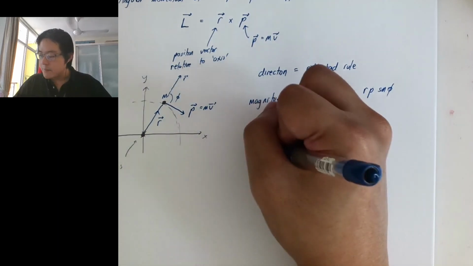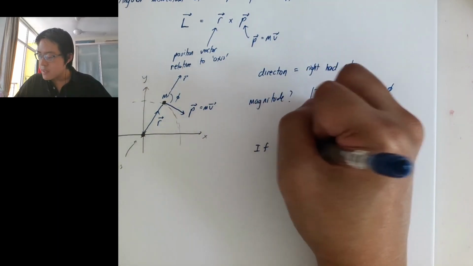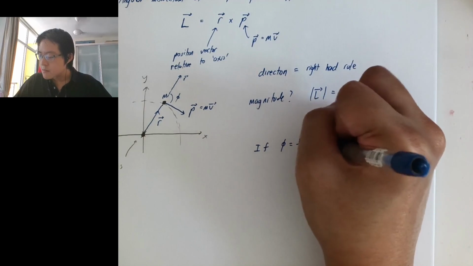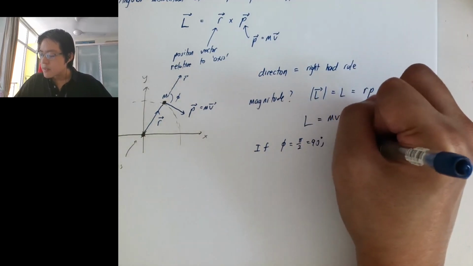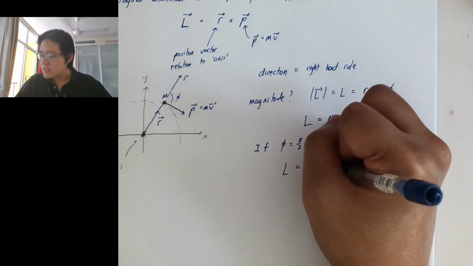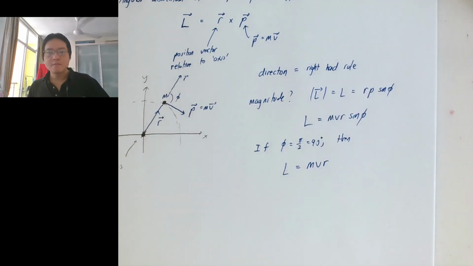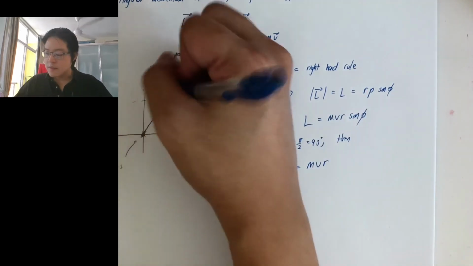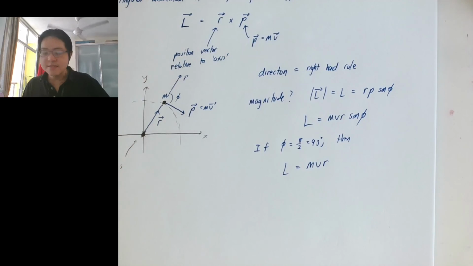Okay, and in particular, if my angle is 90 degrees, then my angular momentum is just mvr. Okay, so basically that is the angular momentum.